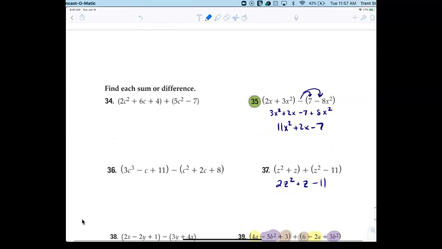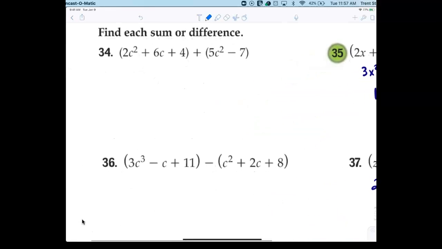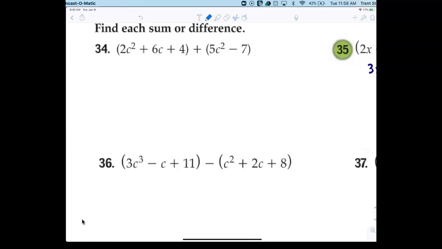All right, here we go. Now again, a lot of this right here is just mental math. I'm happy with this. So everybody take a look at 34. William, what are you thinking about 34? 7c squared plus 6c minus 3. Easy. Thank you. Am I good?